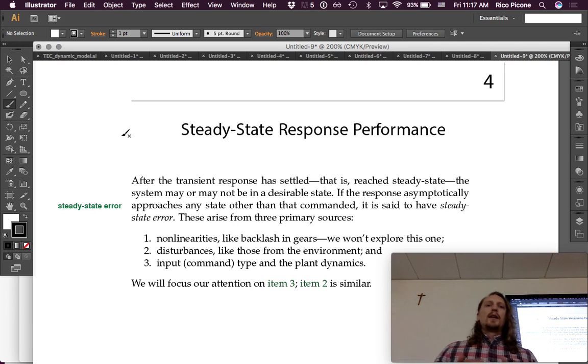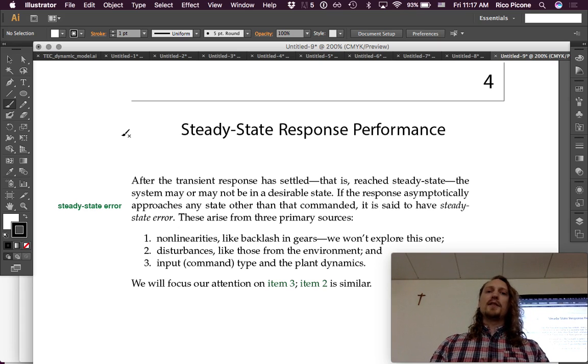We've now evaluated two of the three performance criteria that we're going to use in this class for control systems. The first was stability, the second was transient response, and the last one is steady state response.